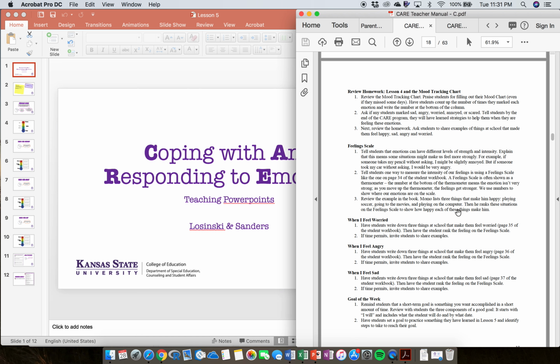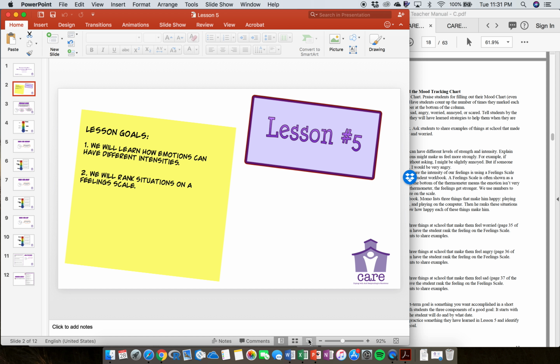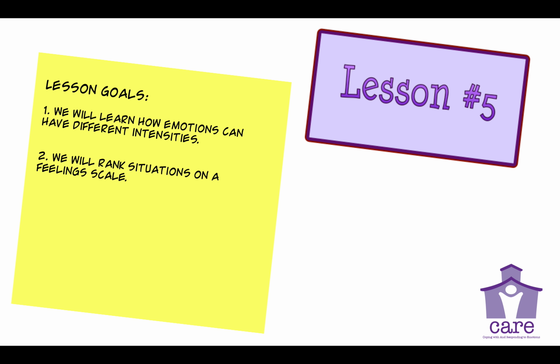And then finally, go ahead and review the homework and have students share some examples of things at school that might have made them happy, sad, angry, or worried. Okay, so once we have all the review taken care of, we're going to actually get started with lesson 5.